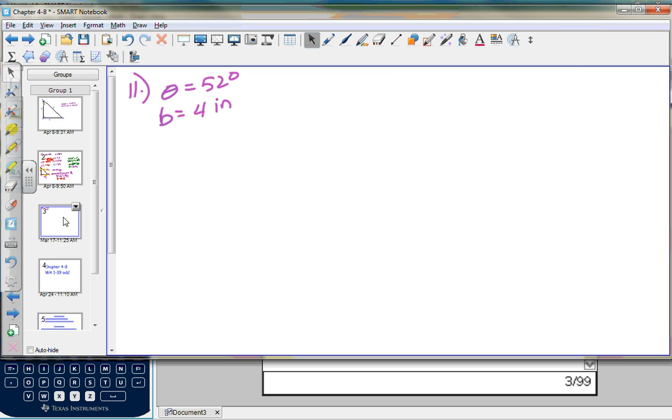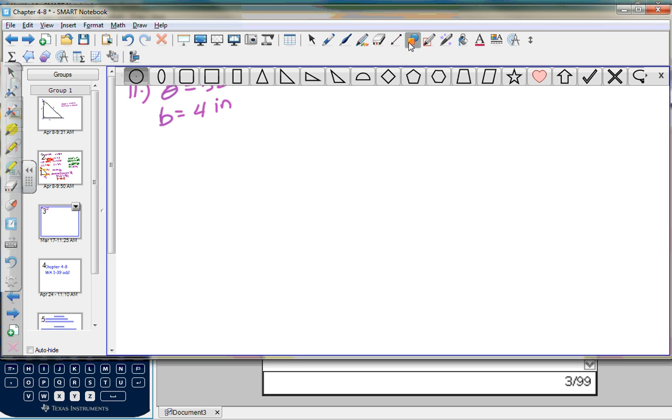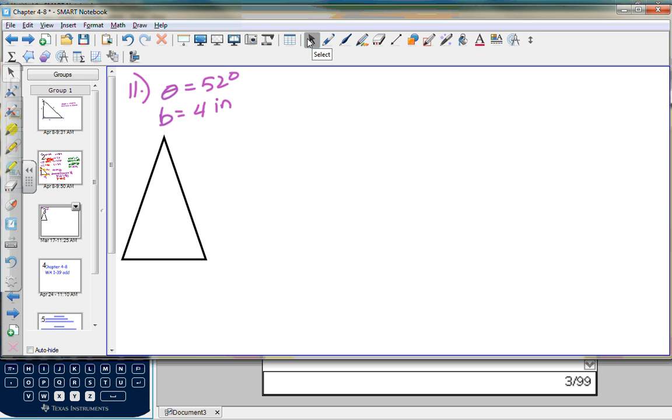It's an isosceles triangle. There's your isosceles triangle. Do you see it? Okay. Now, what does this mean? That I have theta is equal to 52 and b is equal to 4 inches. Where's your b? Where's your theta? Very good. Theta is going to go right here, and theta is going to go right here. This whole thing is b, which is 4. Do we understand that?